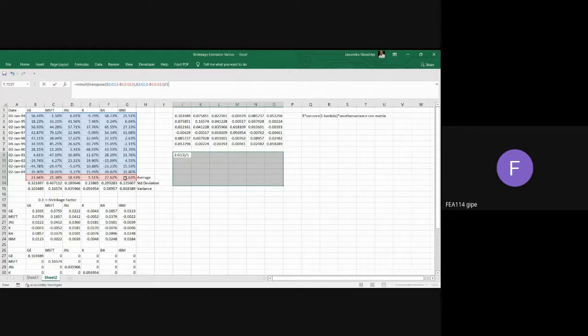And again, we'll divide by 10. So this was the formula that we use for the sample variance covariance. Now the problem here is we don't want the covariances to come into the picture.